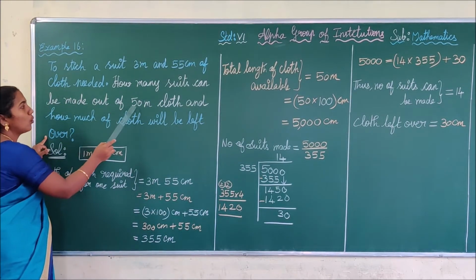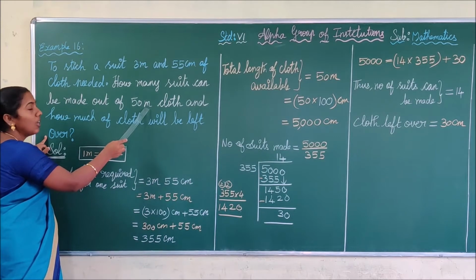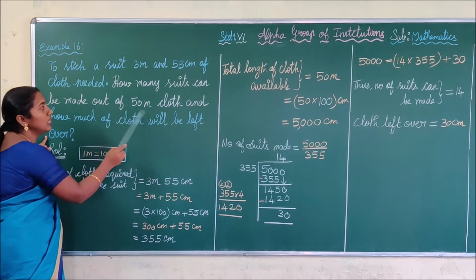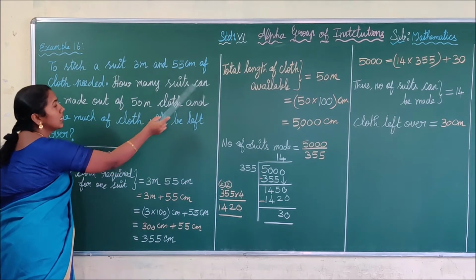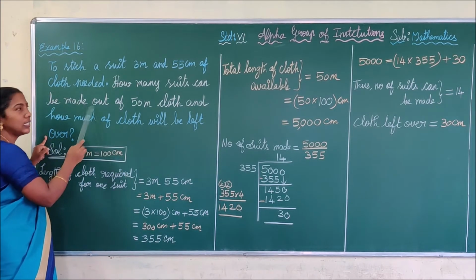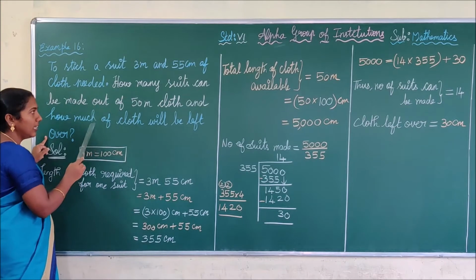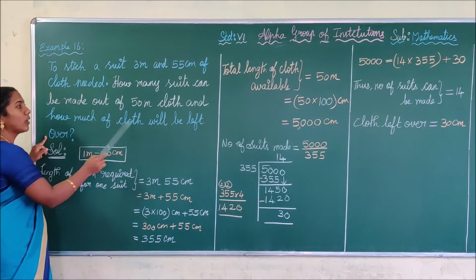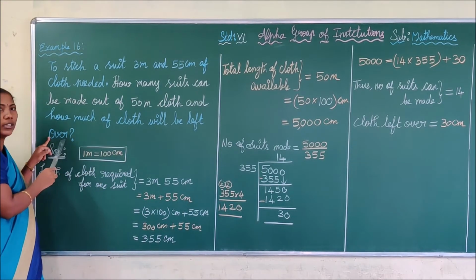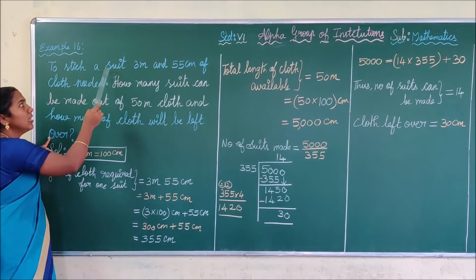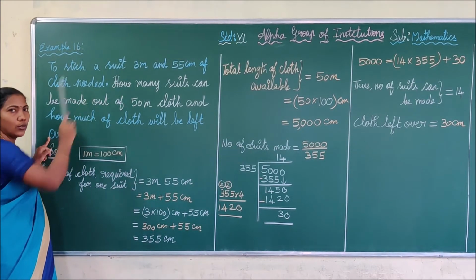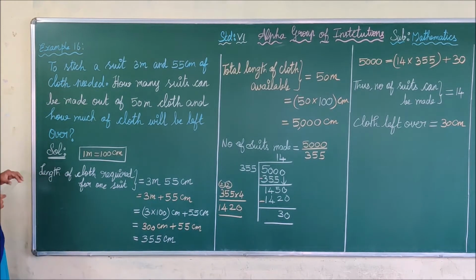Okay, they have totally 50 meter of cloth. What they are asking is, by using this 50 meter of cloth, how many such suits can be made? This is the first question they are asking. And the next question is, how much cloth will be left over? That is, how much cloth will be remaining after stitching such suits. Okay. Now we are going to see the solution part.